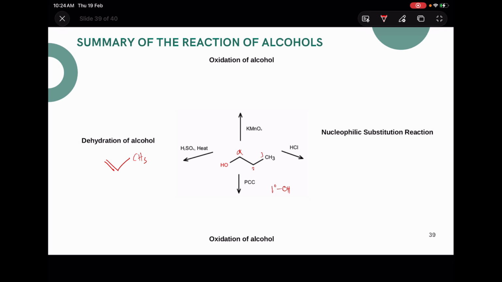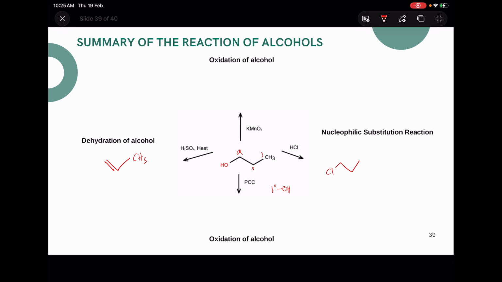And then for the nucleophilic substitution reaction, simple, just replace OH with Cl to get the product. And then for the oxidation of alcohol with PCC, since this is a primary alcohol, whether it reacts with potassium permanganate or PCC, it will give a different structure of product.